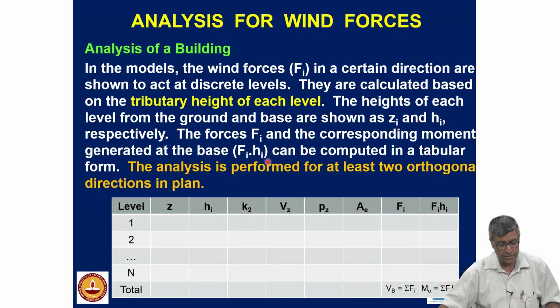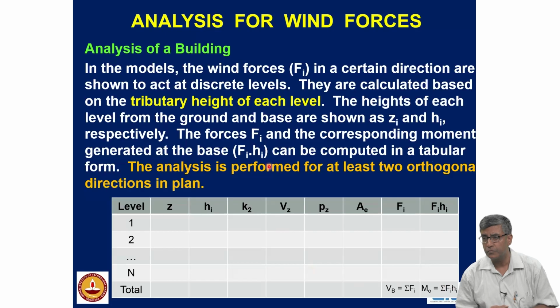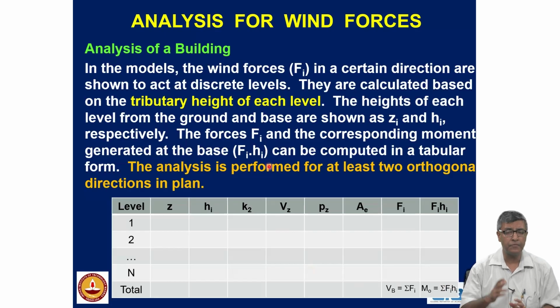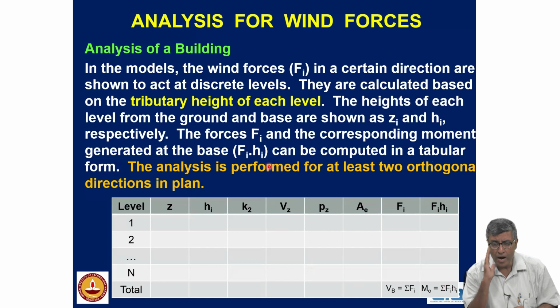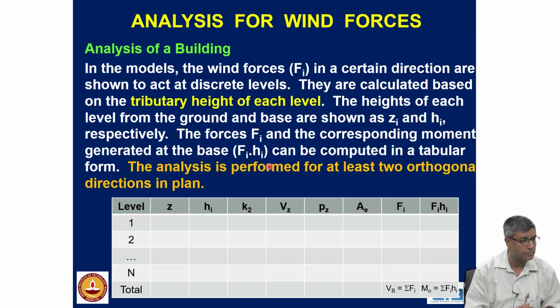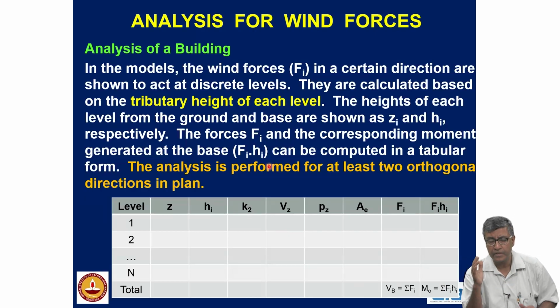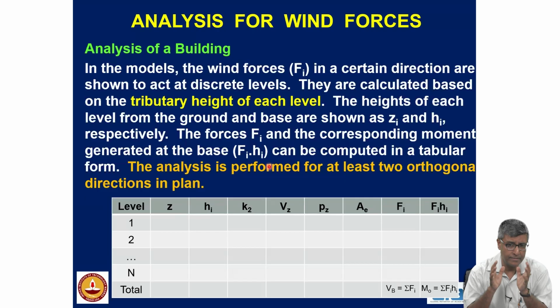Now, typically, the analysis is performed in two orthogonal directions. Whenever we analyze a building, we typically prefer orthogonal directions. Why orthogonal? Because if you analyze one direction at a time, then you can cater for the wind coming in some other inclined direction. You do it for the x direction, and do it for the y direction. If the building is regular, you do not have to do any more addition. If the building is irregular, then some other involvement is necessary.